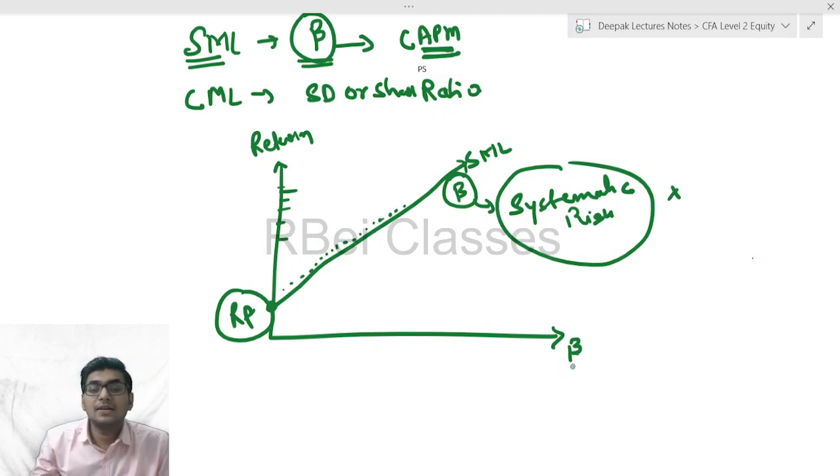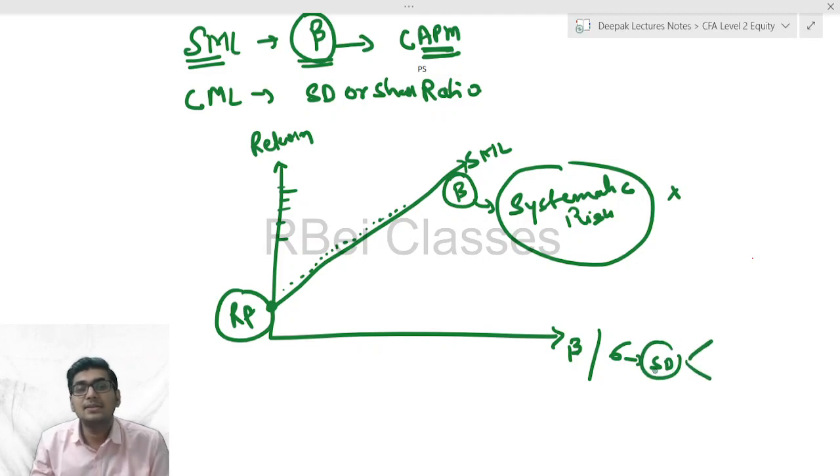Clear? In case of CML, this one was sigma, that is your standard deviation, which includes both systematic as well as unsystematic risk. Clear? That is the difference over here.